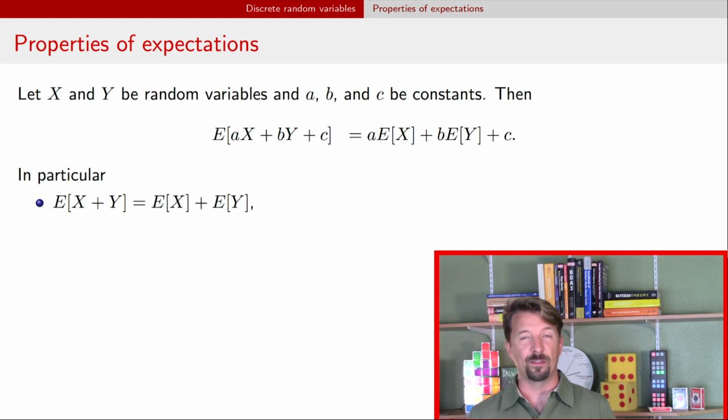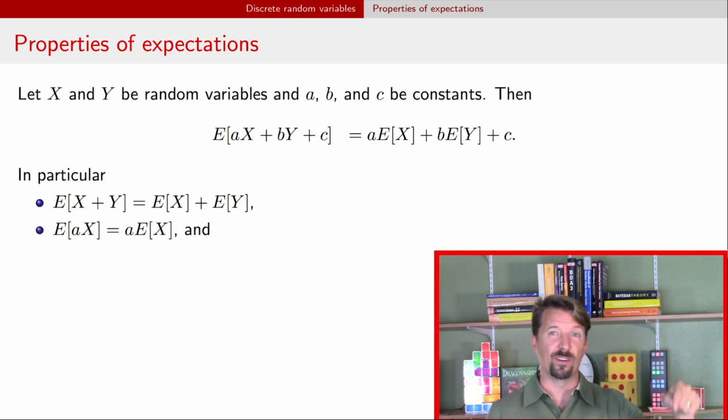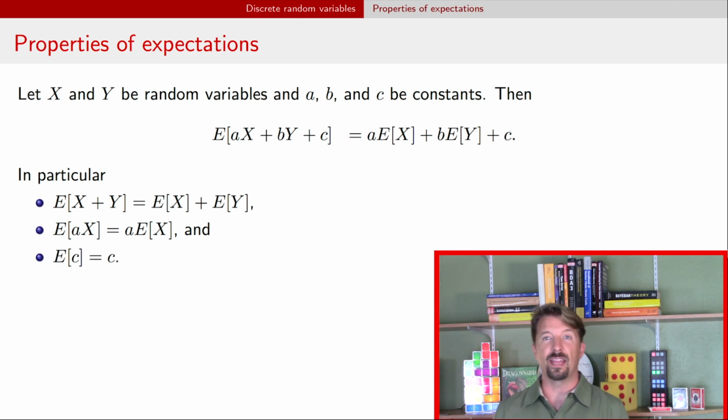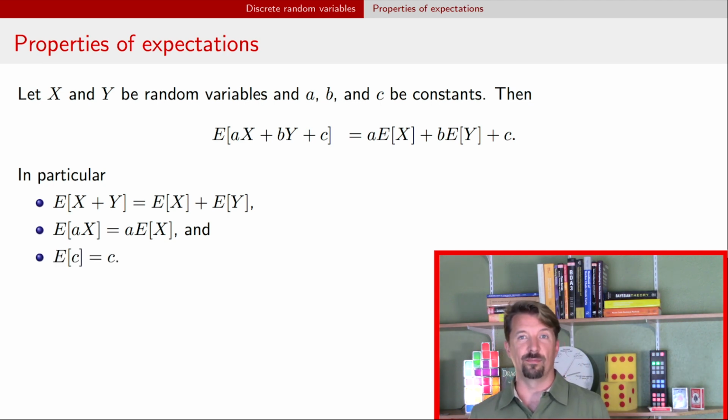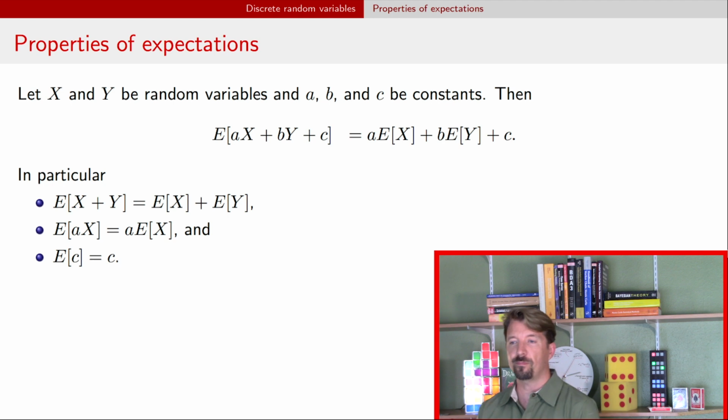So this is the overall formula that's good to remember, but some special cases are also good to have in hand. The expectation of x plus y is just the expectation of x plus the expectation of y. The expectation of a constant times a random variable is just the constant times the expectation of the random variable. And the expectation of a constant is just the constant, right? What do you expect something that's random but not really to be? You just expect it to be itself.